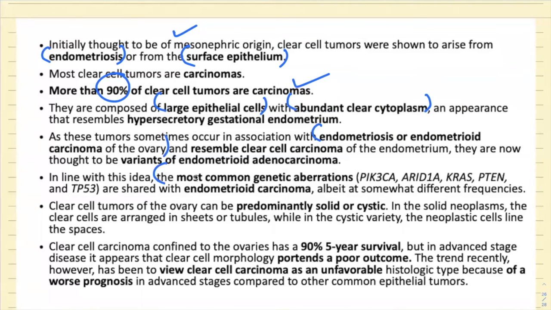Therefore, in line with this idea, the most common genetic aberrations are also similar to endometrial carcinoma. The PIK3CA, ARID1A, KRAS, PTEN mutations are very much similar to the endometrioid carcinoma of the ovary as well as the endometrial carcinoma of the uterus. Okay. Now, a very important thing is that the overall 5-year survival here is 90%, but in advanced stages, there is a very poor outcome. Okay. Now, basically, we have to understand that in general, they have a worse prognosis as compared to other epithelial tumors.